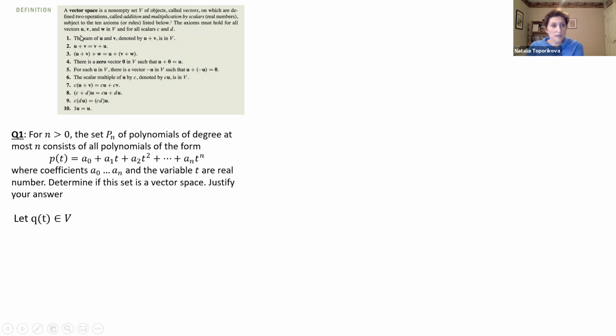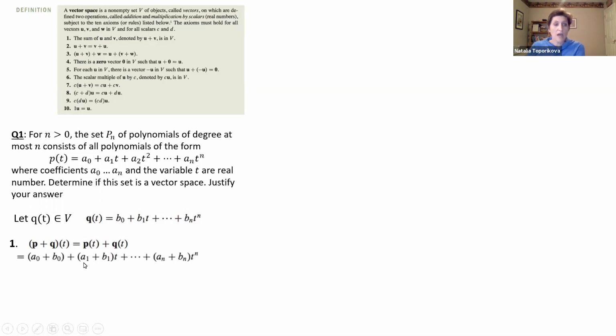For example, let's take the first property. We already have a polynomial p of t. Let's take another polynomial, call it q of t, and see if it belongs to the vector space. It should, because it again has power n and coefficients from b0 to bn. Let's add p and q together and see if we get an object which is also an n-degree polynomial. Indeed, by polynomial properties, we can combine like terms and get yet another polynomial with real or complex coefficients. So it seems that the first property is satisfied.